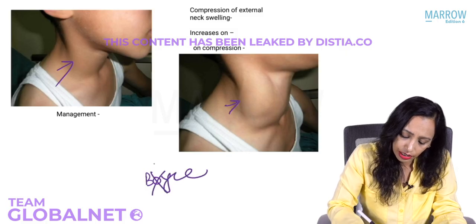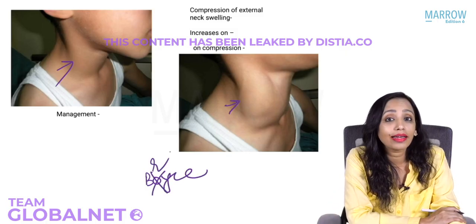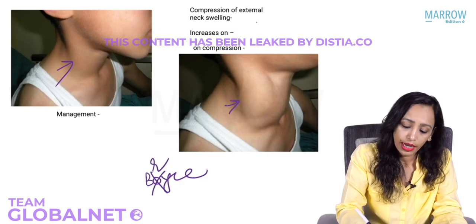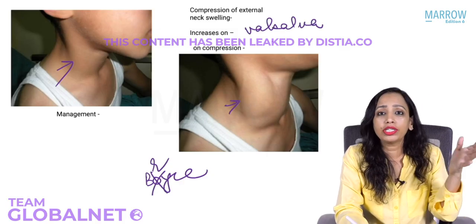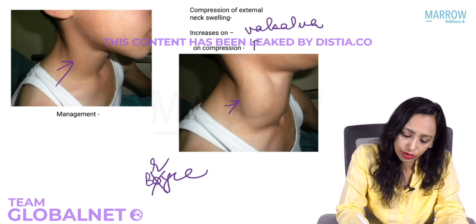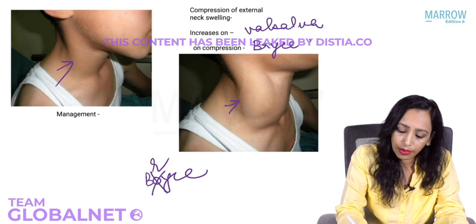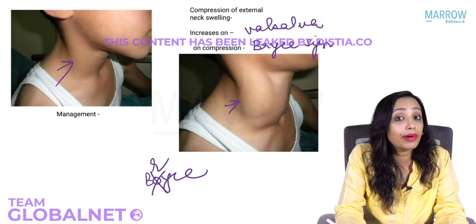Here, just cut the O. This is Bryce sign. It increases on Valsalva, and on compression it produces a hissing sound that is known as Bryce sign. Yes, it is asked in your exam, Bryce sign.